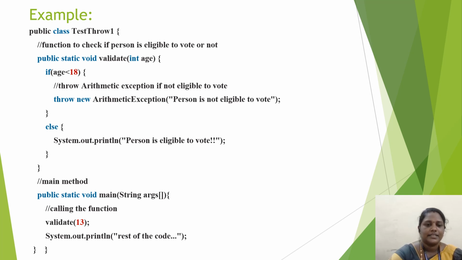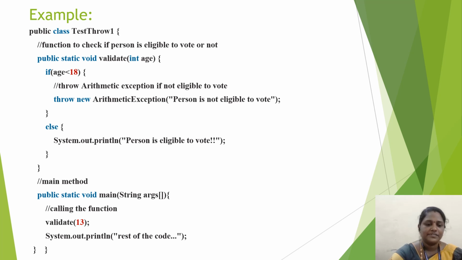So integer is a data type. You have to declare the variable as age. If you check that the age is less than 18, it will say the person is not eligible to vote. To explicit, what are the main advantages of using the throw keyword? You have to throw an exception explicitly and it will inform the users, right?